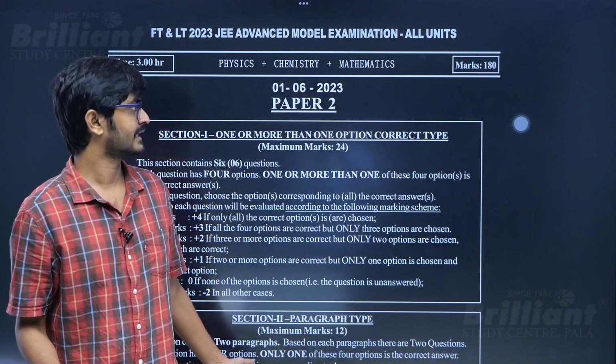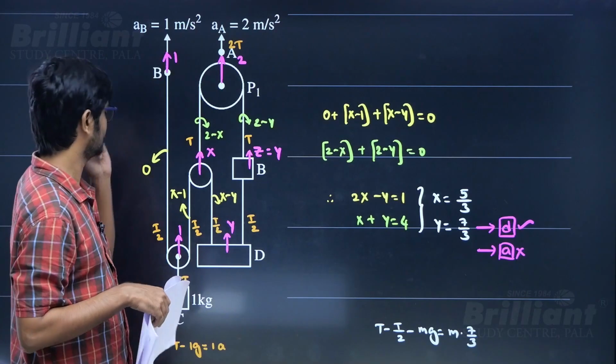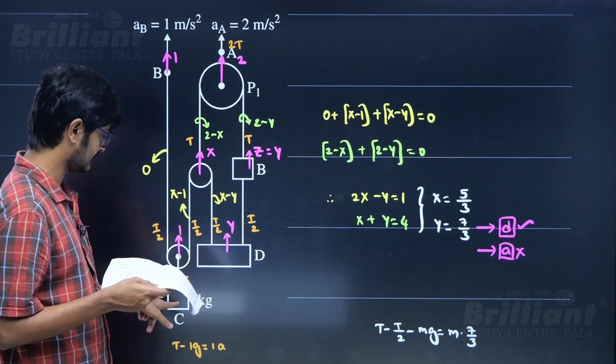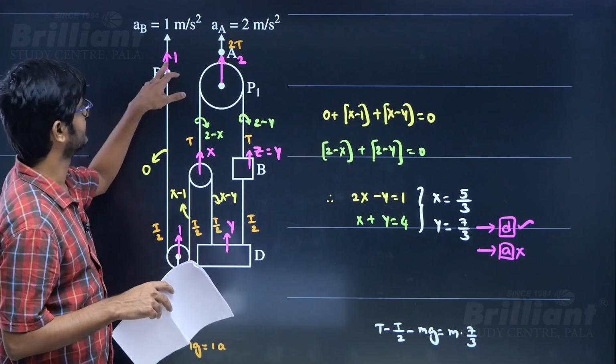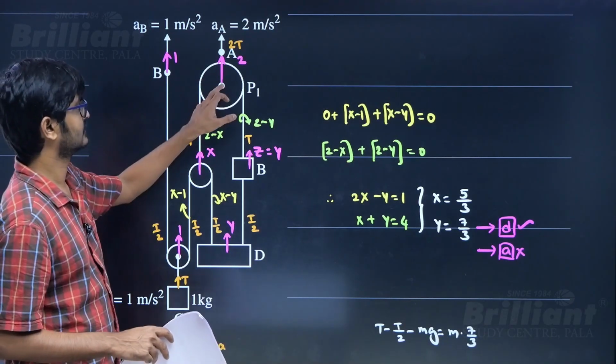Okay, we'll be going with the second paper now. You can look into the first question. This acceleration is given as 1. So I am assuming this, they never said this. Okay, this acceleration is 1, so this acceleration is also going to be 1. This acceleration is 1 given, this acceleration is 1 given, this acceleration is 2 given.